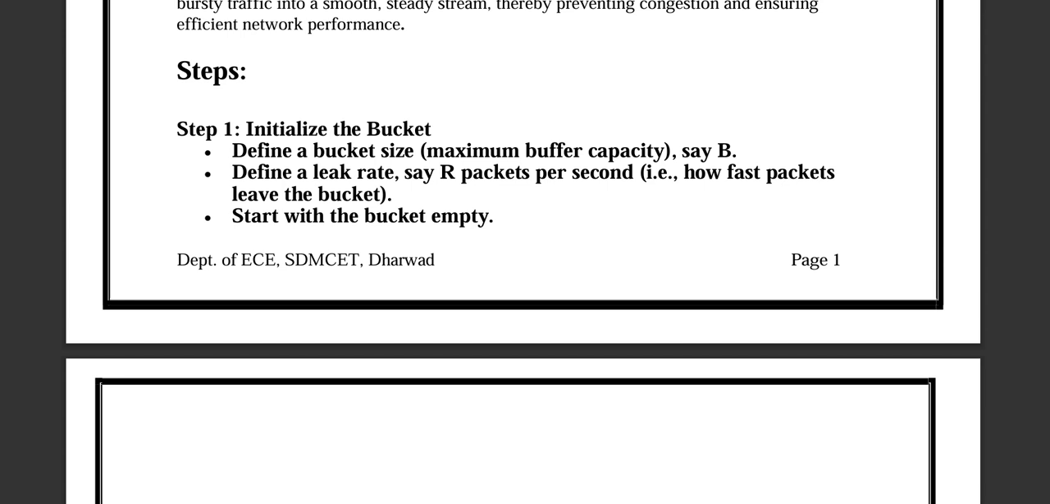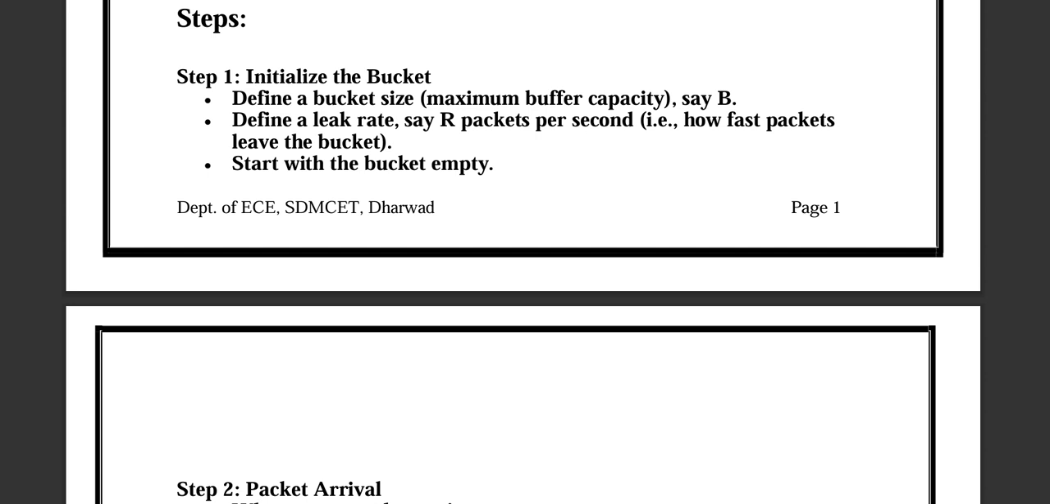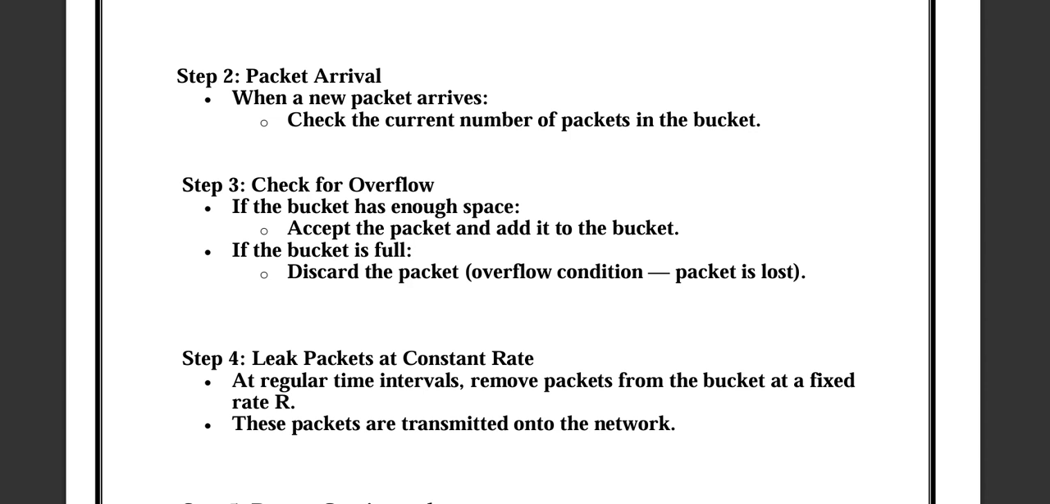These are the steps we need to follow to implement this program. Step 1. Initialize the bucket. Define the bucket size, say the maximum buffer capacity. You can assign it B. Define a leak rate, say R packets per second. Start with the bucket empty. Step 2. Packet arrival. When a new packet arrives, check the current number of packets in the bucket.